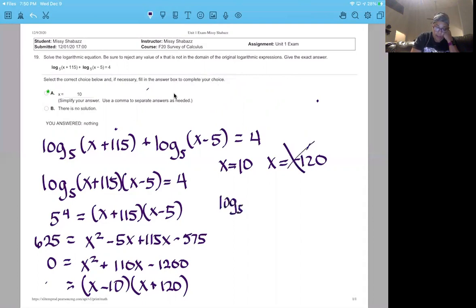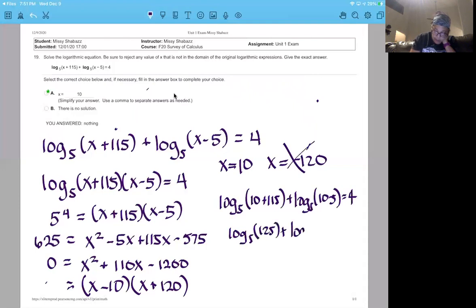So log base 5 of 10 plus 115 plus log base 5 of 10 minus 5 equals 4. So log base 5 of 125 plus log base 5 of 5 equals 4. So 5 to what power gives me 125? Well, that's 3. 5 to what power gives me 5? Well, that's 1. And 3 plus 1 is 4. All right, so my answer is x equals 10.